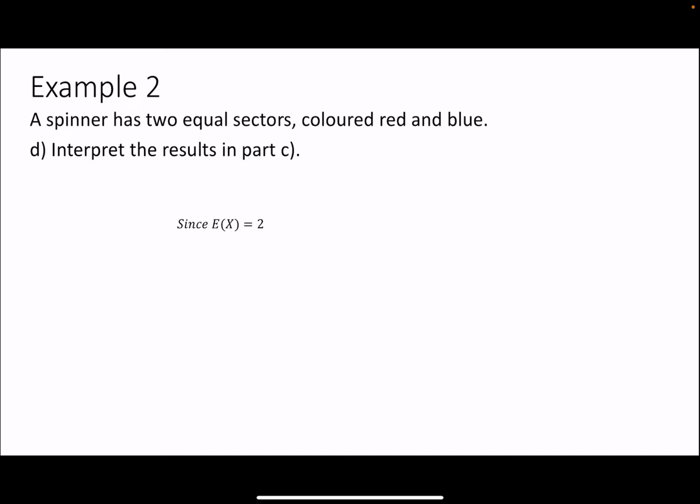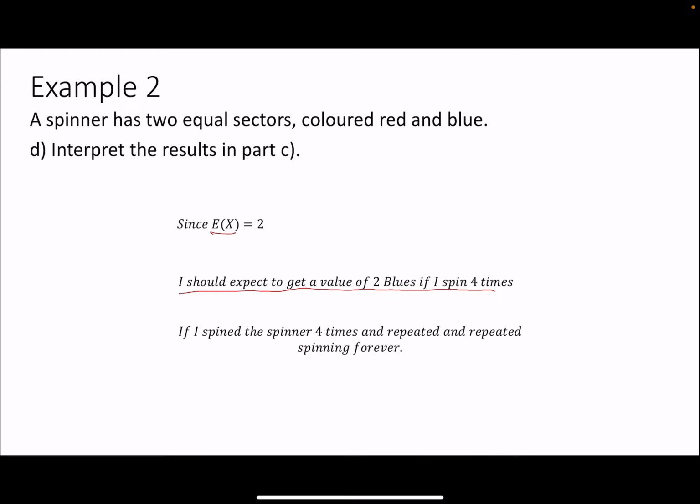Okay, so interpret the results in part C. So if the expected value of x is 2, then I should expect to get a value of 2 blues if I spin 4 times. Now, what does that mean? Another way of saying it is if I spin the spinner 4 times, so I did 4 trials, and repeated spinning forever, and I spun it another 4 times, and another 4 times.